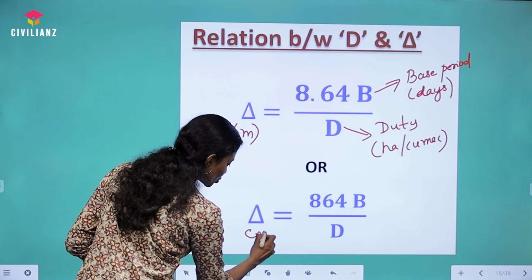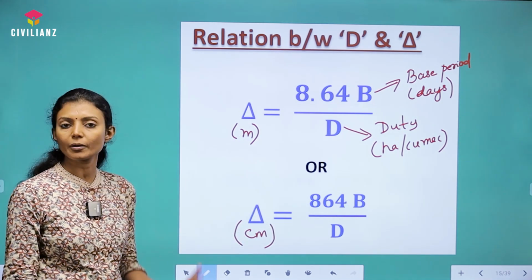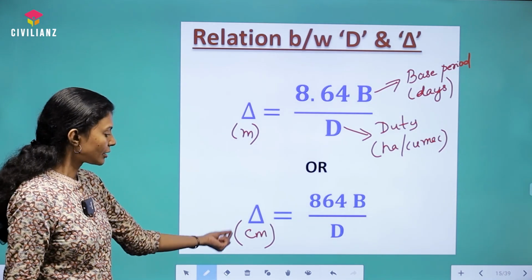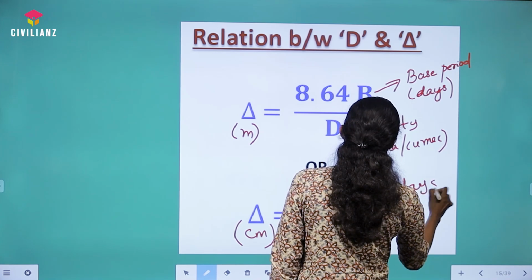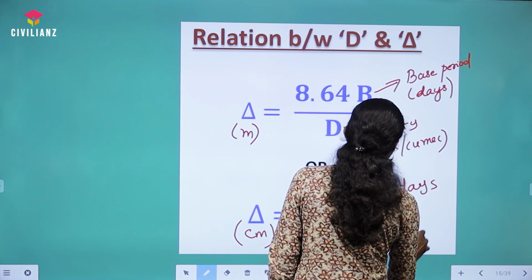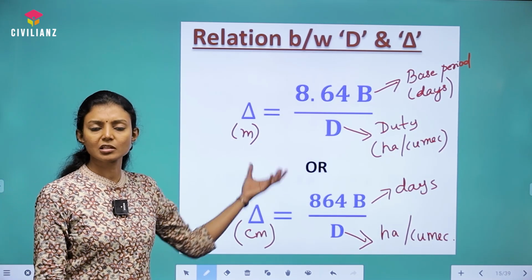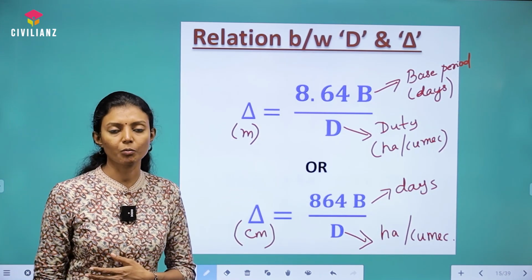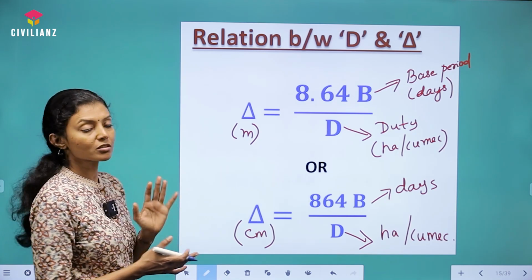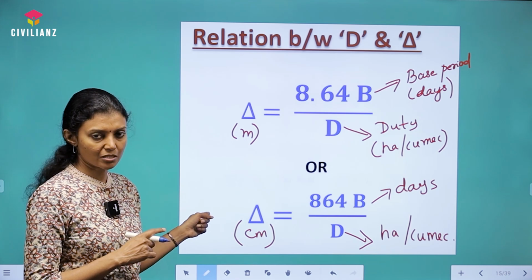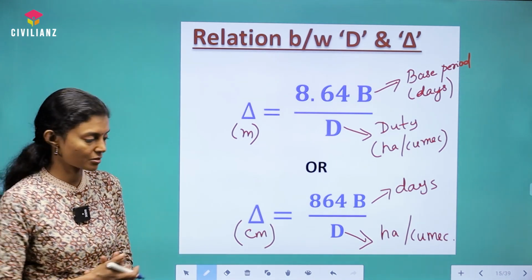You can also use this equation. Delta is equal to 864 B by D. The only difference is delta is in centimeter, B will be in days, that is base period in days, and duty will be in hectares per cubic. Obviously we will be applying this equation to many problems, so you have to learn this equation. It's very important. 8.64 B by D where delta is in meters, 864 B by D where delta is in centimeters.